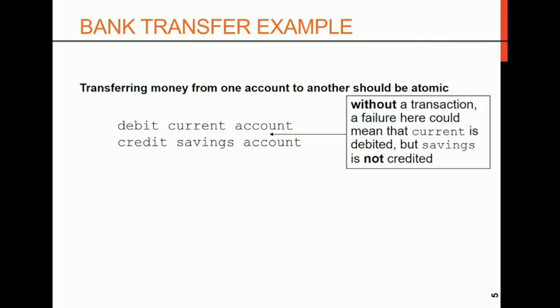Let's say you want to transfer money from one bank account to another. So this should be atomic. So without a transaction, a failure at this point here could mean that current is debited but savings is not credited. So you're trying to debit the current account and credit the savings account. Some kind of failure happens in the middle, and the system ends up inconsistent because you've removed money from one account and the other account doesn't receive the money. So you end up with zero money in both accounts.